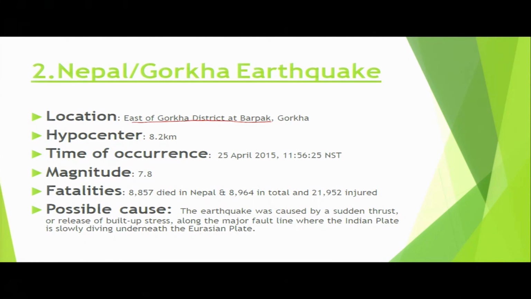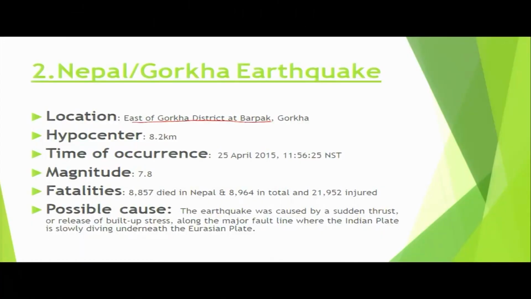The hypocenter, as I have already told you, the depth at which the earthquake generated, is around 8.2 km. Time of occurrence was 25th April 2015, at 11:56 NST, Nepal Standard Time. Magnitude was 7.8. Fatalities involved were around 8,857 died in Nepal and 864 in total. Total means the surrounding countries, for example India. And the injured was counted up to 21,952.